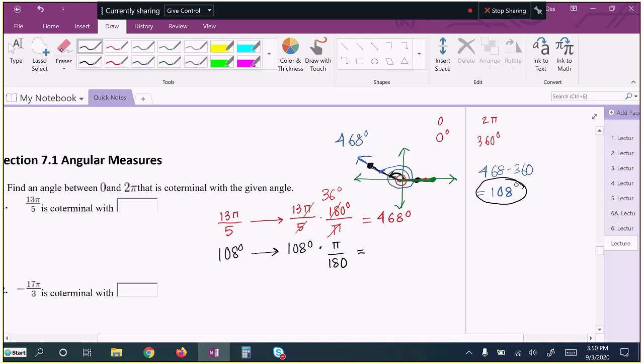So as I was saying, we are going to now simplify this quantity. So to simplify this quantity, we'll divide 108 by 36 and I will get 3. Dividing 180 by 36, I get 5. So my answer is 3 pi over 5. So what is the angle that is between 0 and 2 pi but has coterminal sides with 13 pi over 5? It is 3 pi over 5.